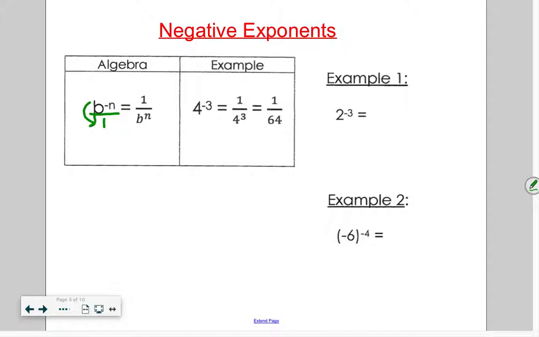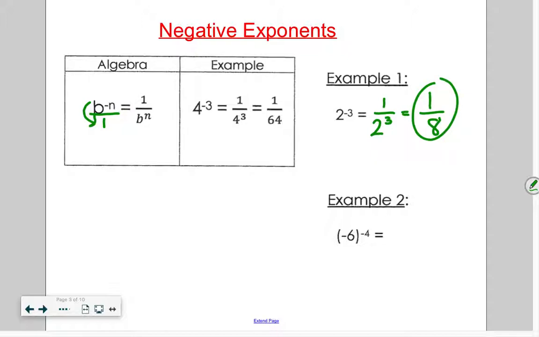Okay, so in your notes, you have 2 to the negative 3 power. How are we getting rid of that negative exponent? Moving it to the basement. So it becomes 1 over 2 to the third. Now, what is 2 to the third power? 2 times 2 is 4, times 2? 8. So my answer becomes 1/8.